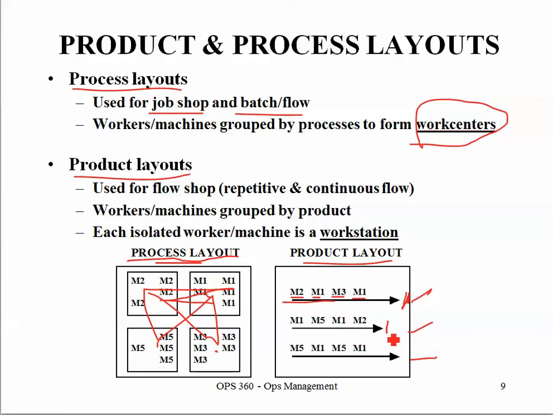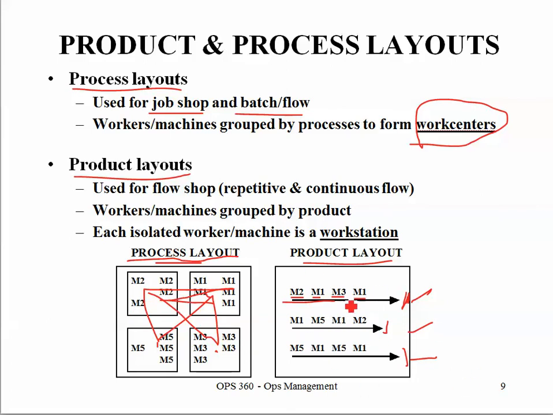And we have a different production line here with a different sequence of steps, and a different production line here with a different sequence of steps. Right? So we're grouping the workers and the machines by the product, not by the process. Process layout groups by process, product layout groups by product.